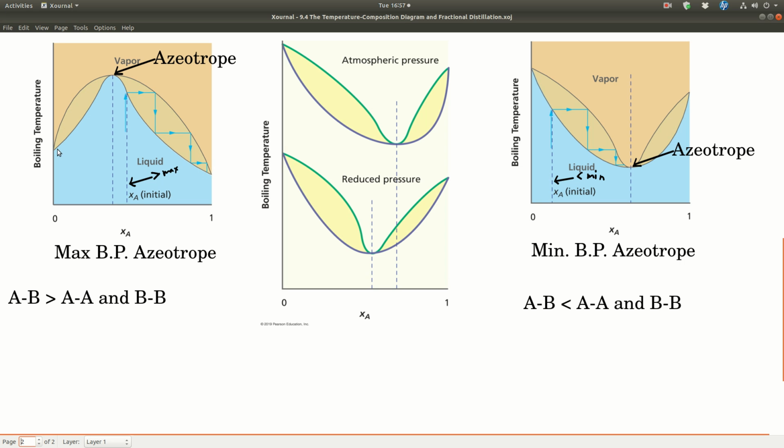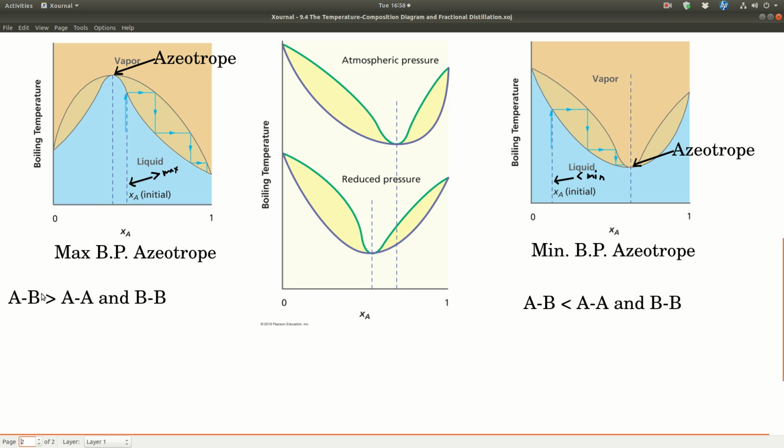So this graph over here is showing how the boiling point of the solution changes as we increase the mole fraction of component A. And there's a maximum here. At the maximum, the composition of the vapor and the liquid are identical. There's a tangent right there.